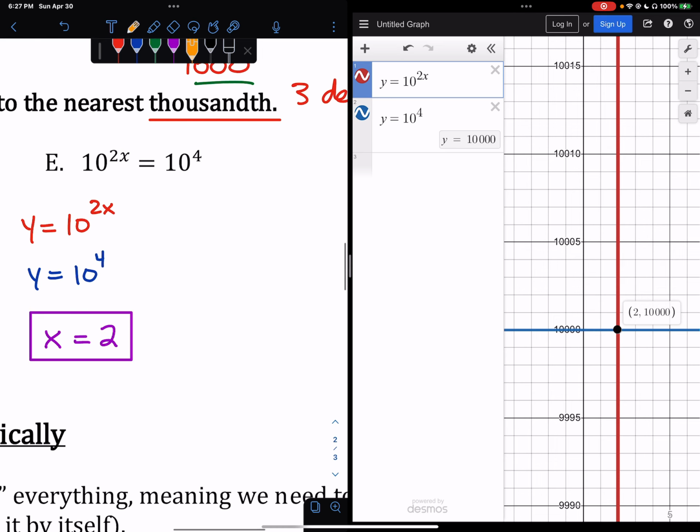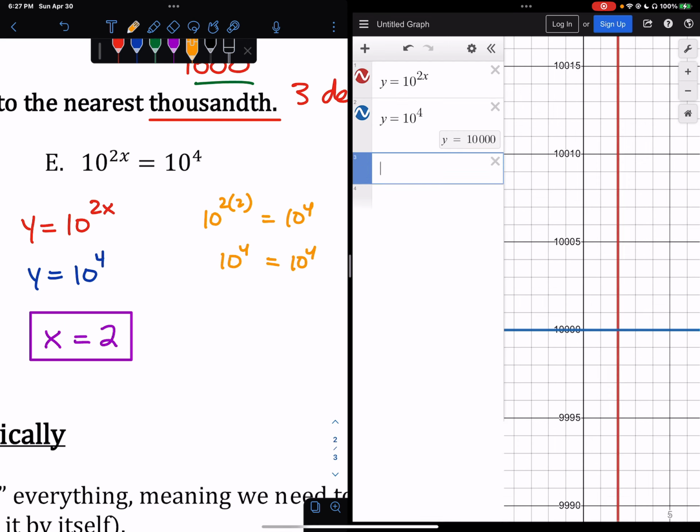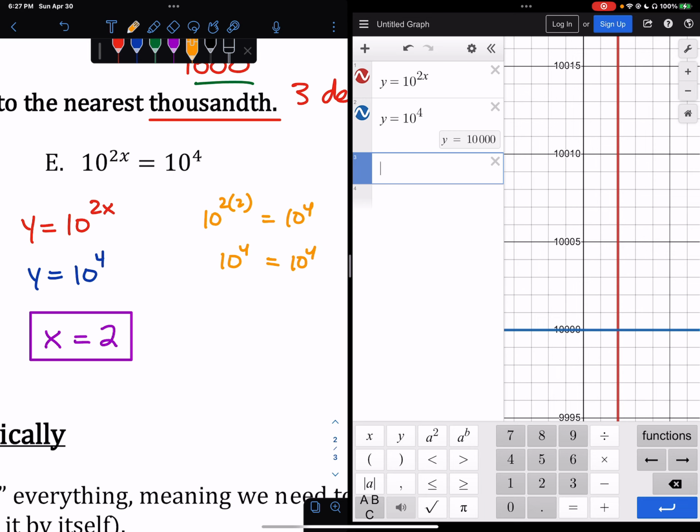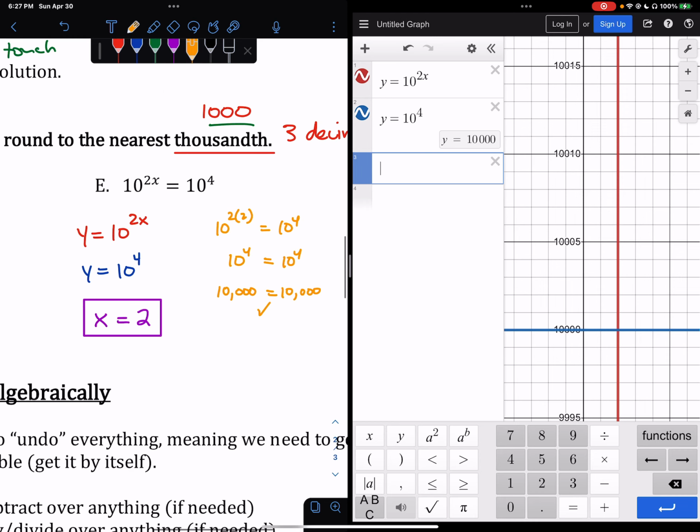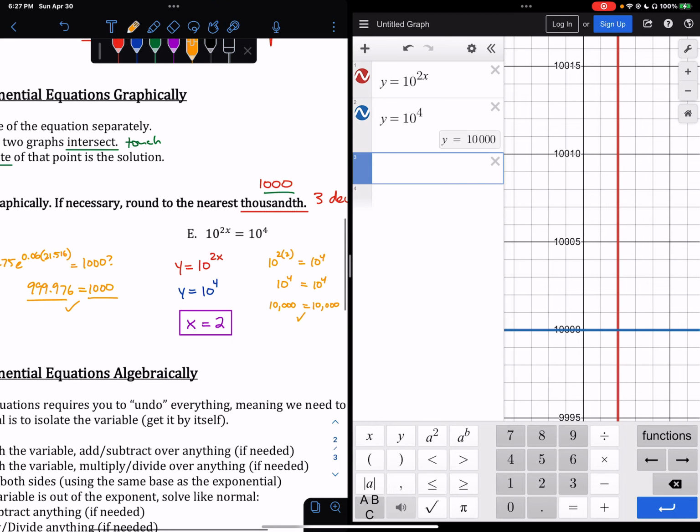And again, one of the ways we can check it is just simply plug it in. 10 to the power of 2 times 2. Does it equal 10 to the power of 4? Well, this is 10 to the power of 4 and 10 to the power of 4, which if we put into our calculator, we can already see it in line 2 there. 10 to the power of 4 gives us 10,000. And are those actually equal? Yeah, they're the same thing. Okay, so we're good. And again, you don't always have to do that. This is just one way that you can check your work to see if you did that right.